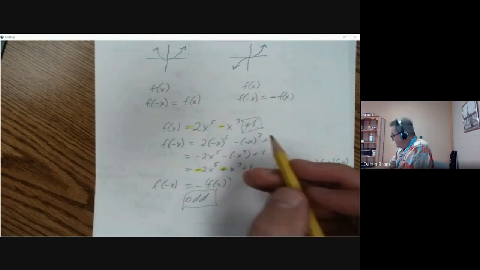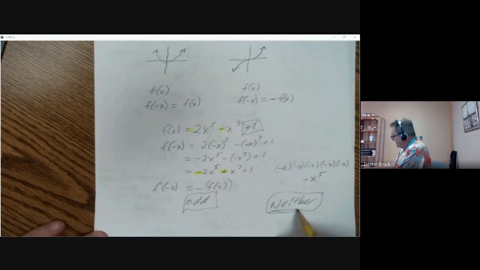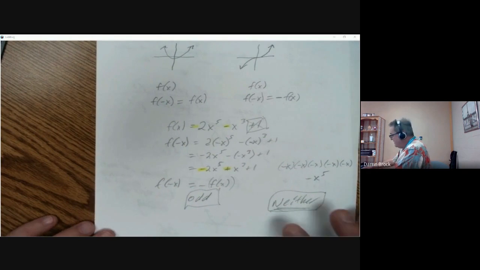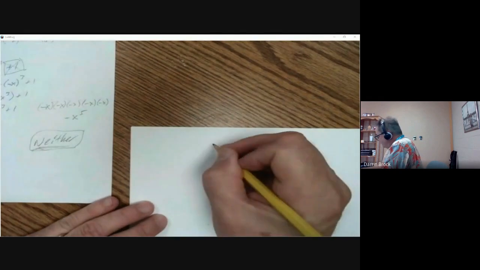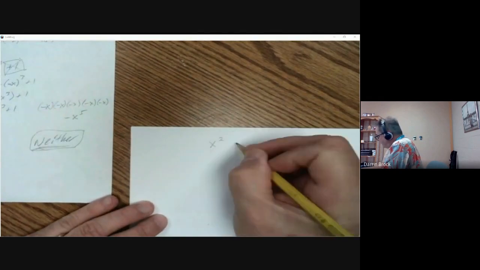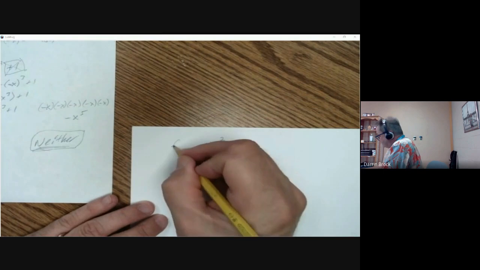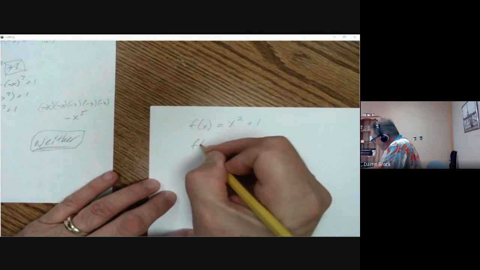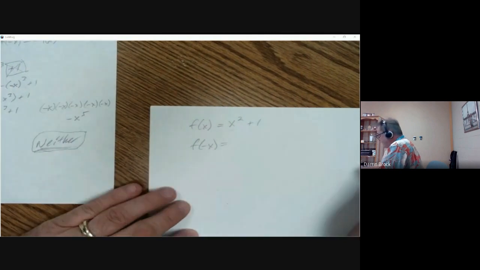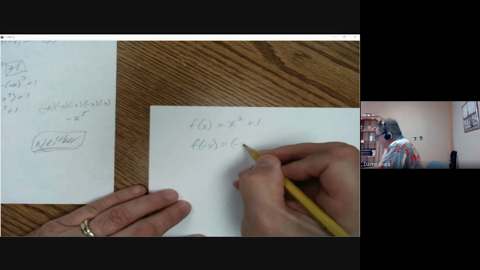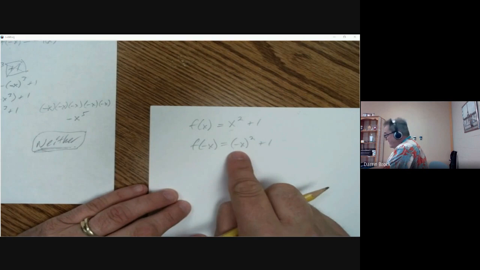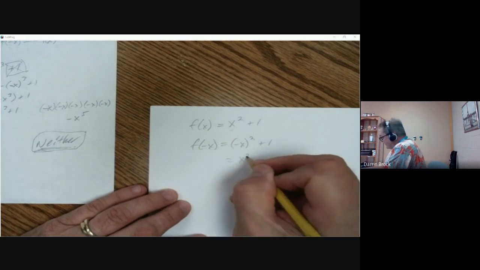So anytime you have a constant on the end, it's going to be neither. It can't be odd. Could it be an even function? Well, let's check when that would be an even function. So if we go x squared plus 1, let's just make it something simple. And we want to substitute f of negative x in to see if it's any different. So we got negative x squared plus 1. What's negative x squared? Negative x times negative x is x squared. So that equals x squared plus 1.